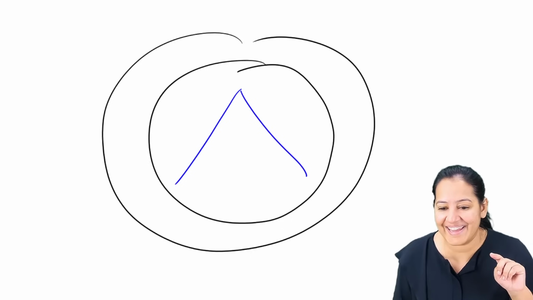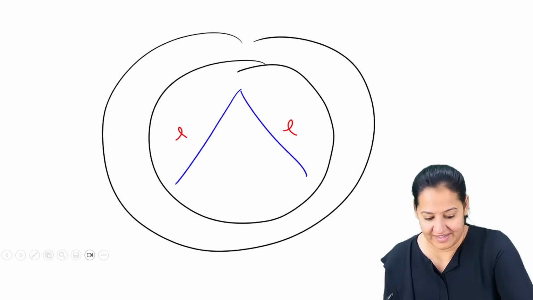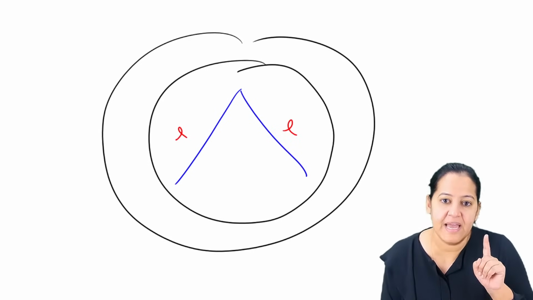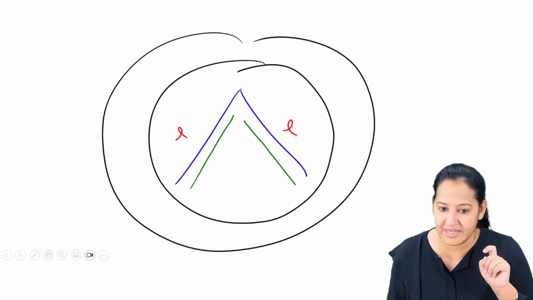One is leading, one is lagging. Then the enzyme will come. The enzyme is DNA polymerase, and it will do the replication here also, on the leading strand.